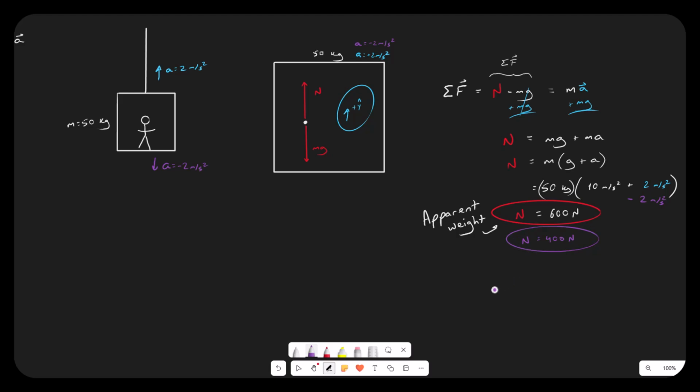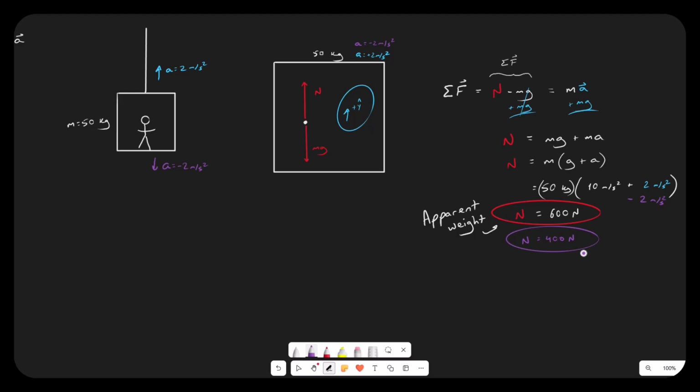And now your apparent weight is lower. If you were standing on flat ground, you would just get an apparent weight of your regular weight, which is going to be 500 newtons. So when we're accelerating upward, we get a higher apparent weight. When we're accelerating downward, we get a lower apparent weight, and you already know this.